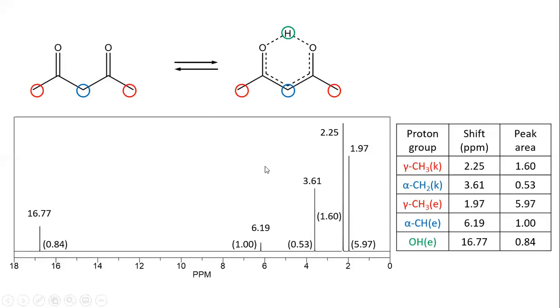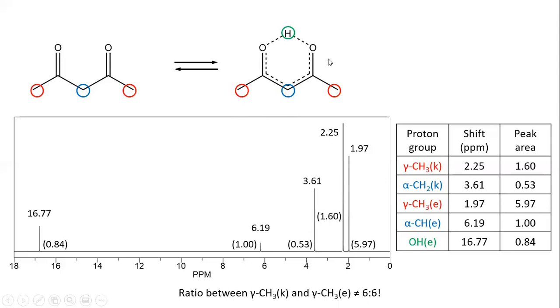Now, another thing that I should mention here is that when you look at these 2 forms of acetylacetone, you might be tempted to think, well, I have 6 protons here and 6 protons here, so their area ratio should be 6 to 6, or 1 to 1. But we immediately see that it's not, right? One is 1.6, one is 5.97, so it's not the same. And you might wonder, but why, right? The reason is exactly what we are investigating in this experiment.